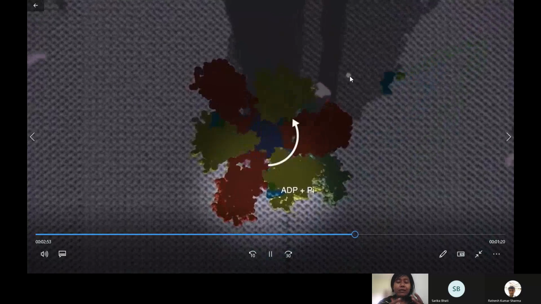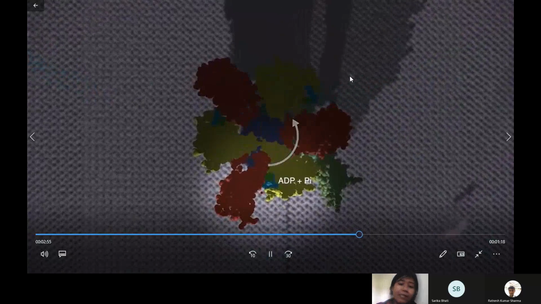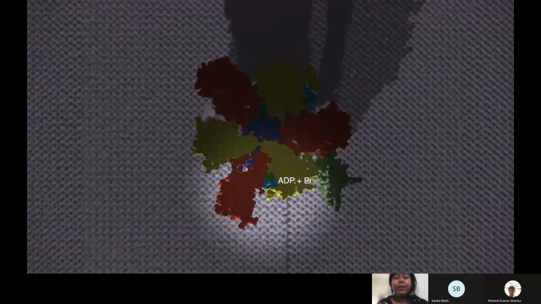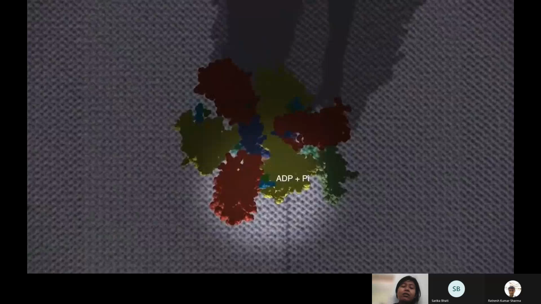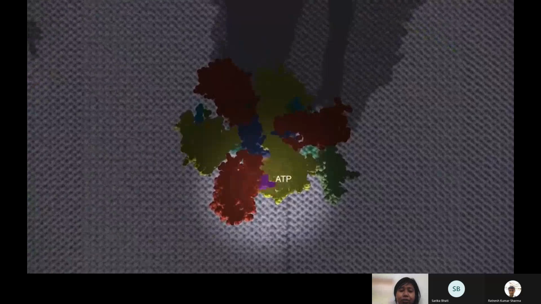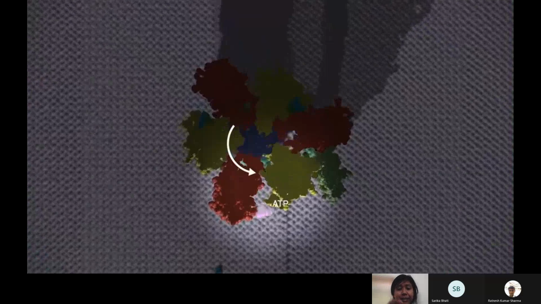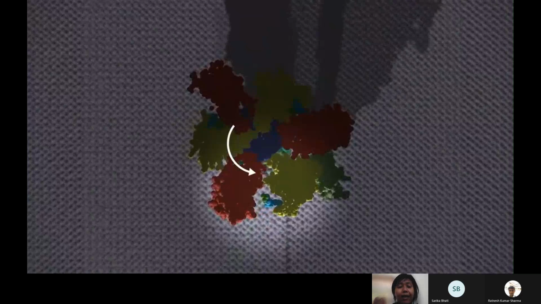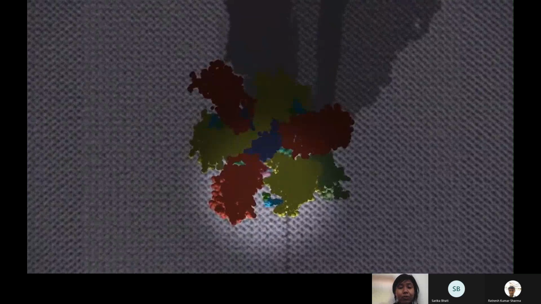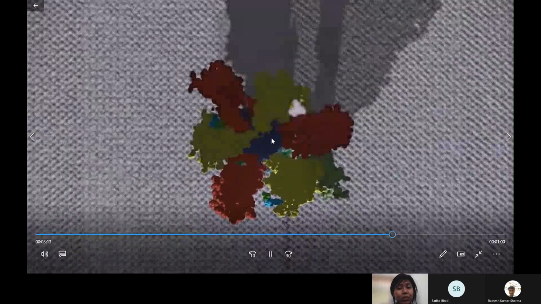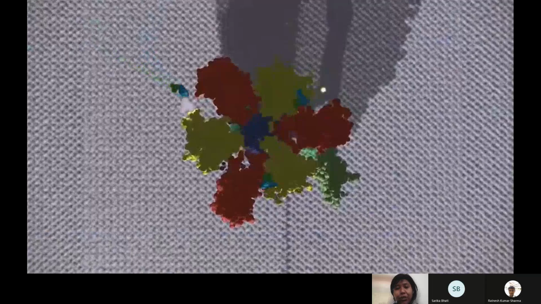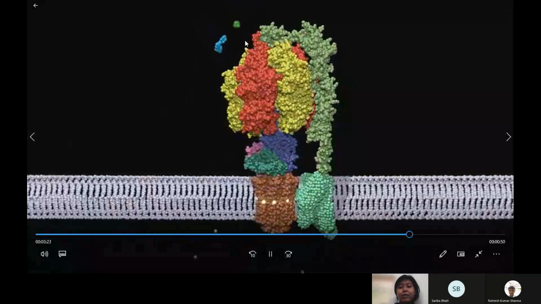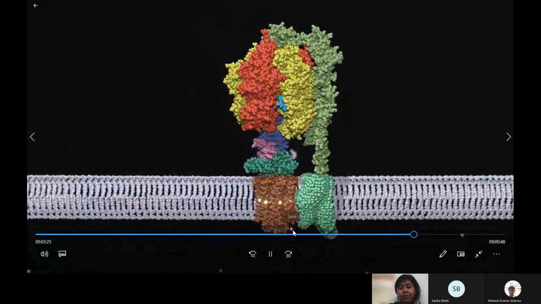So all of this, whatever Paul Boyer had suggested, is actually taking place, and using crystallographic studies, it has been found that indeed these three states exist. These three states exist because of the rotation of the associated gamma, the shaft that is linking the motor, or the C protein, to this entire top complex. All right.